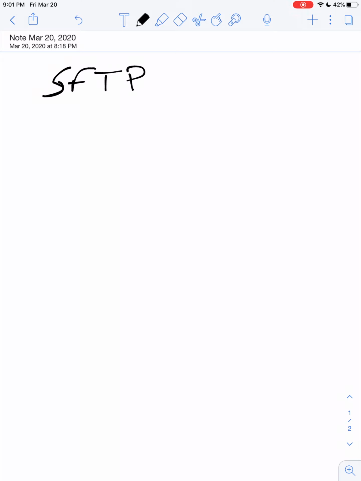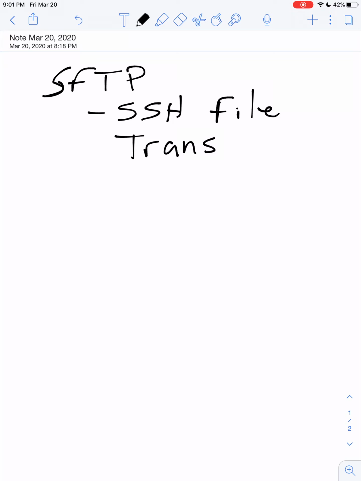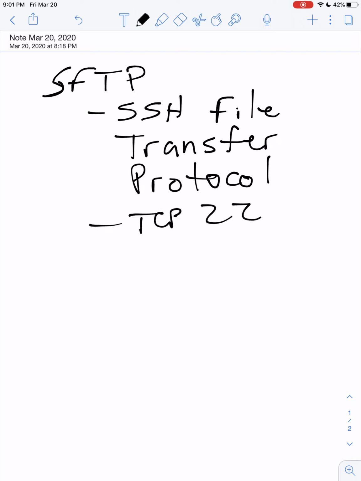SFTP. Guess what this one is? It's SSH enabled file transfer protocol. And this also uses TCP port 22. The difference between this and SCP is that this is a secure file transfer protocol, so it is FTP based. All the commands that you'll use on the command line for FTP will work here. So just keep that in mind.